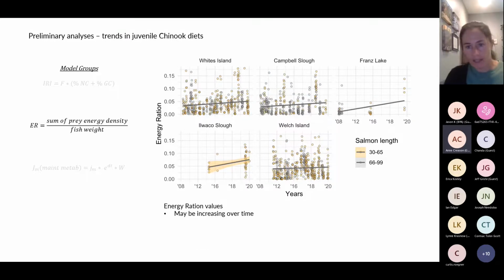And this is not an analysis, this is just a plot I wanted to show. On the x-axis is years, and on the y-axis is energy ration, and they're color sorted by length of fish. I wanted to point out that there aren't any alarming trends that through the years energy ration is decreasing. There seems to be some stability.